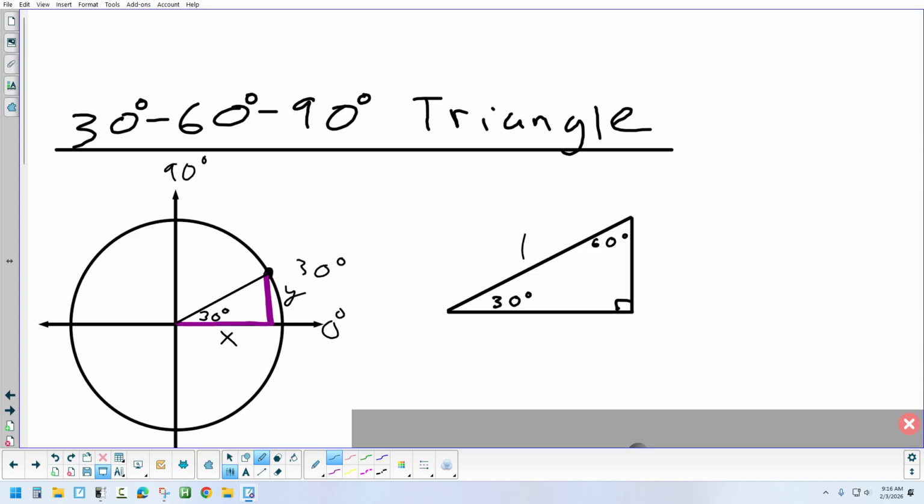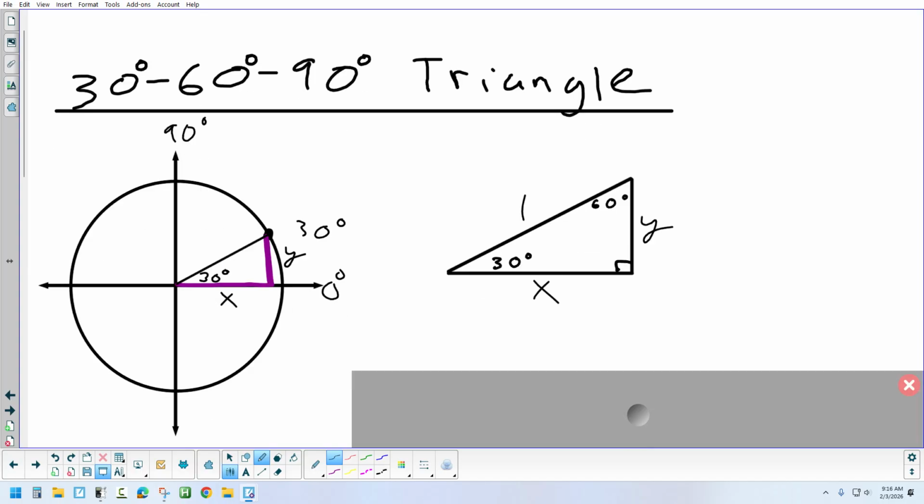So if we were going to try to use Pythagorean theorem right now, just watch what I'm doing. Don't write this part down here. We'd have to use 2 different letters because they're 2 different sides. And if I wanted to set up Pythagorean theorem with this, what would it look like? x squared plus y squared equals 1 squared. That's a problem. That's not good.